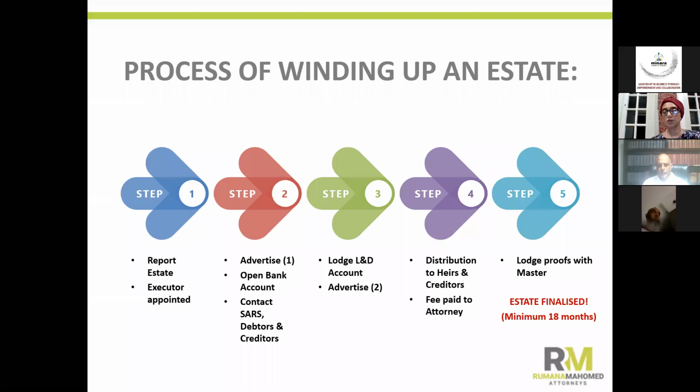Of course, now that we're in this entire pandemic, the Master's office is under extreme pressure because they are experiencing a shortage of staff. Obviously, there's a huge influx of work coming in. So this entire process is so much more staggered. So you need to be aware that this process is taking much longer to finalize.